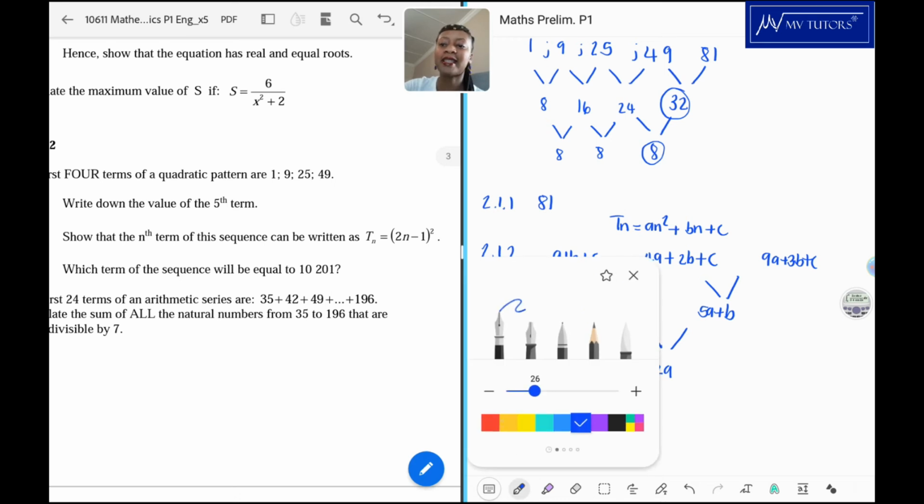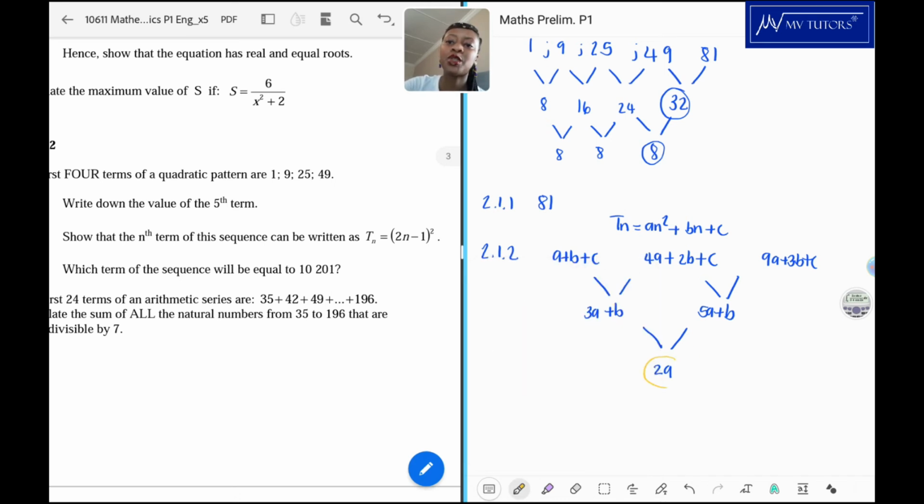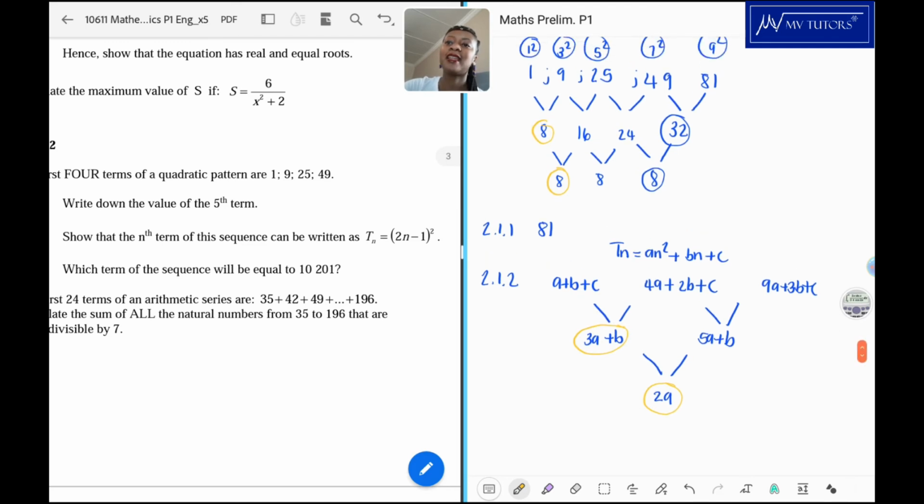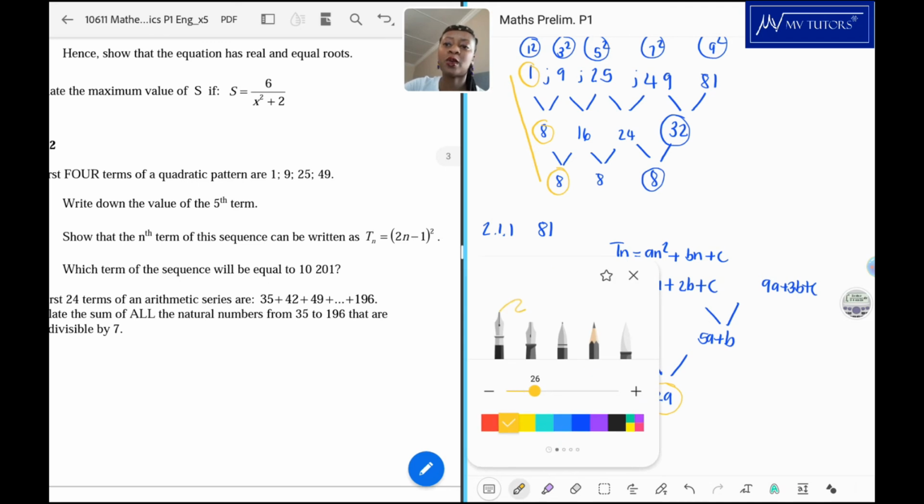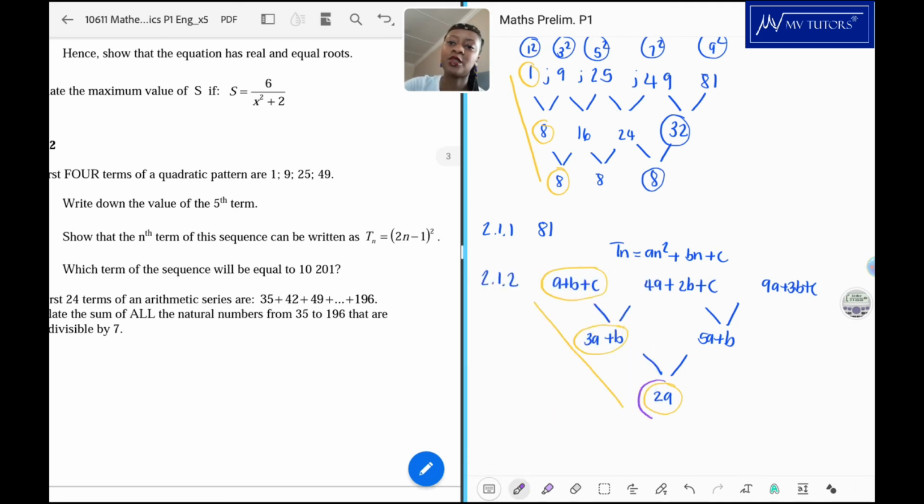Why is that important? Because I'm going to equate 2a to 8. Then I'm going to equate 3a plus b to 8. Then I'm going to equate a plus b plus c to 1. So these numbers at the end, I'm equating them to each other. You could have taken another route as well. You could have said 2a is equal to 8, and then 5a plus b is equal to 24.